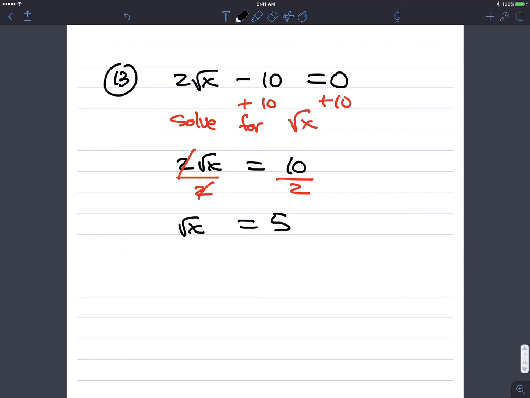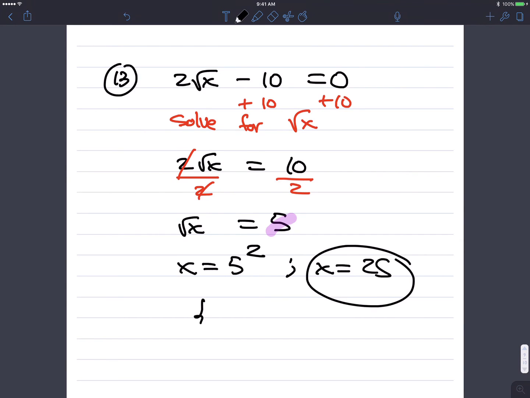Now, you can square both sides, or you could use the fact. Let's notice, this number is positive. It's non-negative. It's not negative. So I can use my fact, and I can say x will be 5 to the second power. And that means x is 25. This is our solution as a solution set.